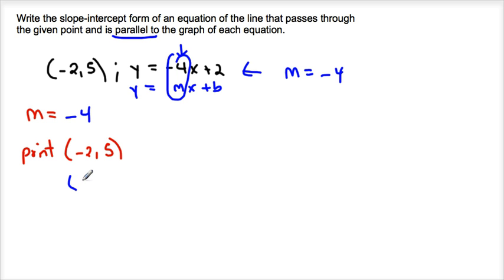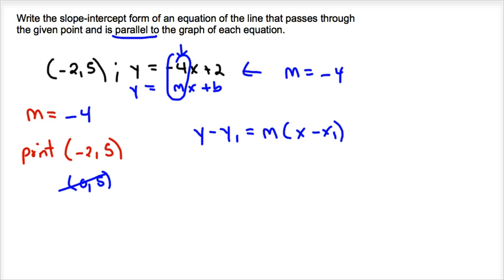Excellent. The x value would have to be 0. If this was 0, 5, then this would be a y-intercept, and I could just use my slope-intercept form. But I don't have that. So let's use my point-slope form again. So y minus y1 equals m times the quantity x minus x1.